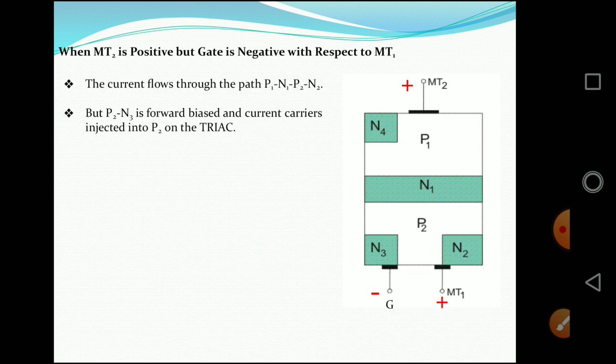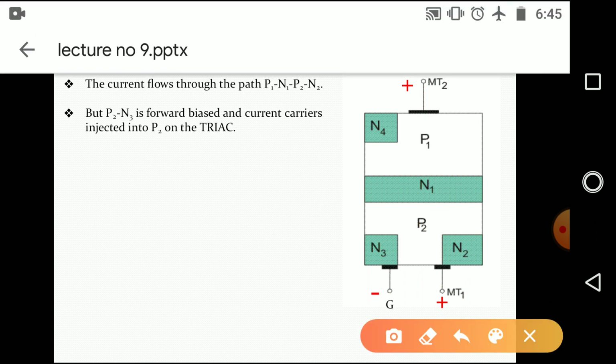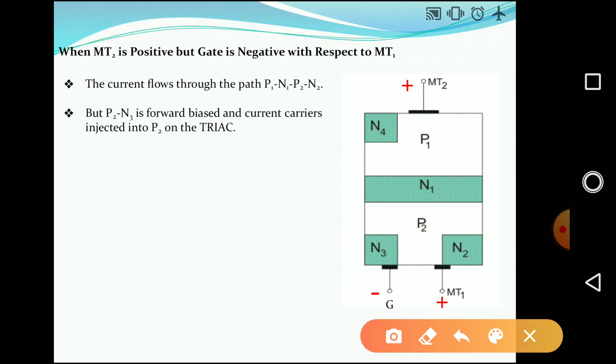Next, second mode is when MT2 is positive but gate is negative with respect to MT1. So during this condition, we are making MT2 positive. So when MT2 is positive, the supply from MT2 positive and negative is connected to MT1, and gate is made negative. So gate is having a negative supply and MT1 is having a positive supply. So this is the connection of three terminals here.